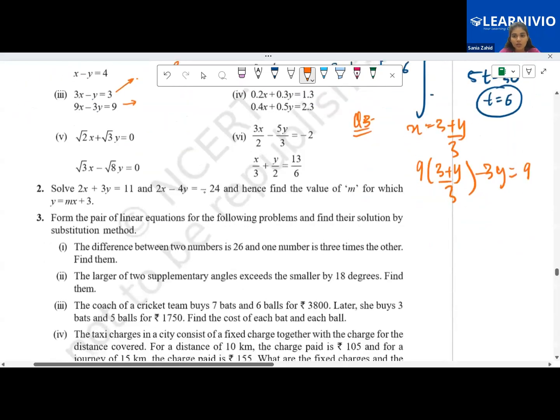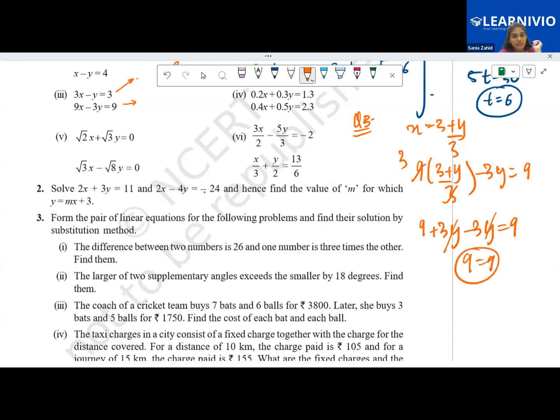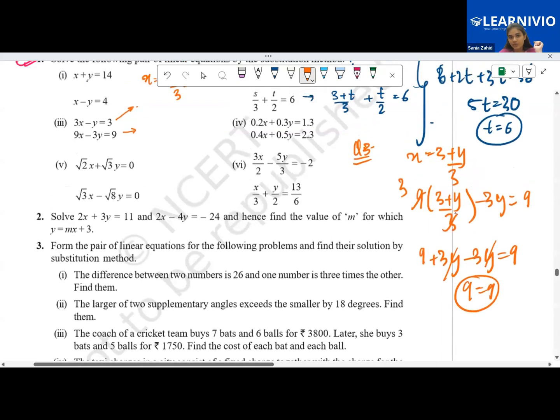Okay, so now we'll solve. First we can cancel this. We get 3, so 9 plus 3y minus 3y is equal to 9. Now can you tell me what kind of equation this is? 3y can be cancelled, so 9 is equal to 9. Yes, we studied this yesterday in the previous class. Infinite solutions, yeah, exactly. So this equation will not have any unique solution for the values of x and y. It has an infinite number of solutions.